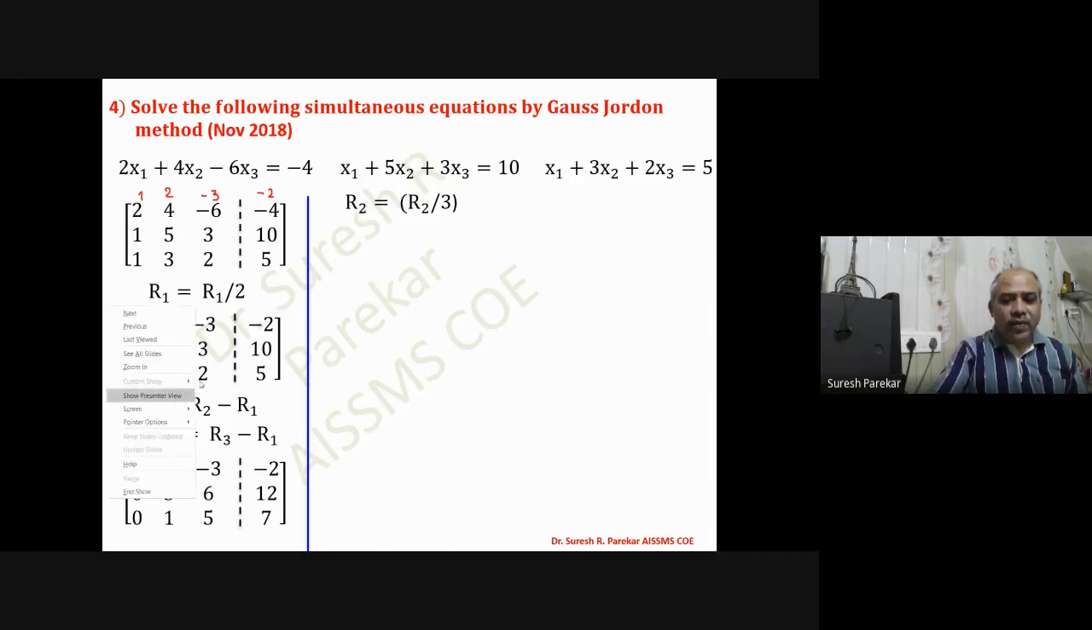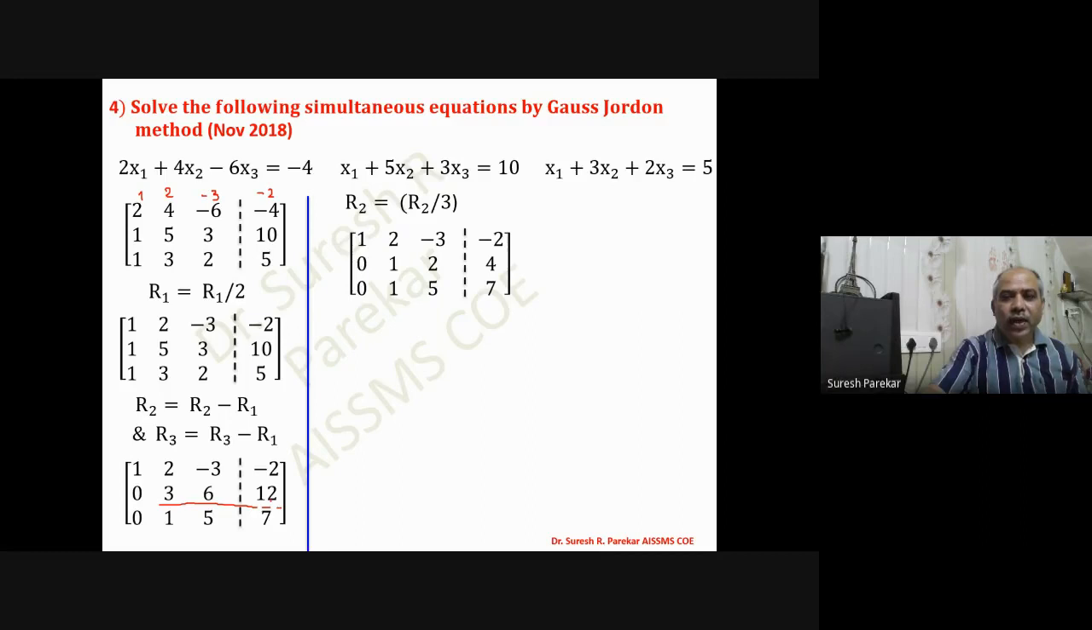So you should be very careful while solving these problems. So you can have this as 3, 6, 12. And then we have 1, 2, 4, and now it becomes easy for me to make these two as 0. So I can make the first row, second column 0 and the third row, second column 0 by using R1 equals R1 minus 2R2 and R3 equals R3 minus R2. So my two terms become 0.